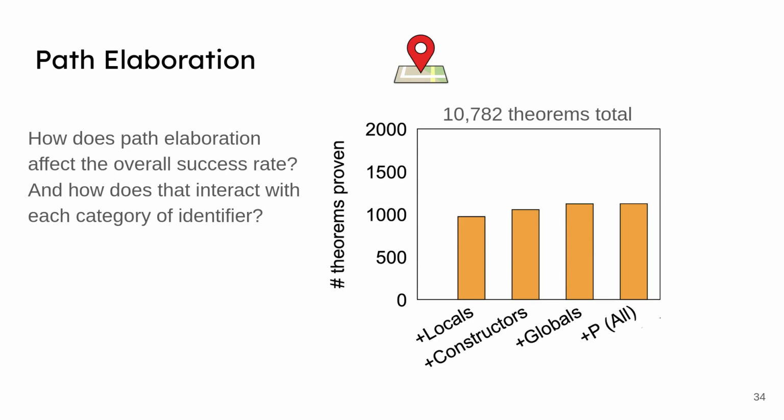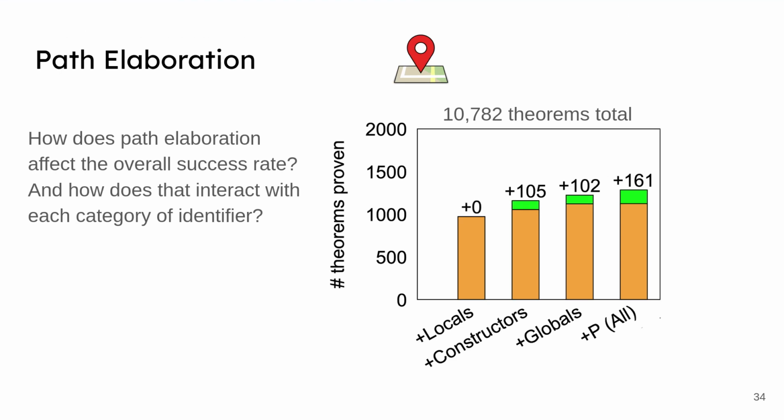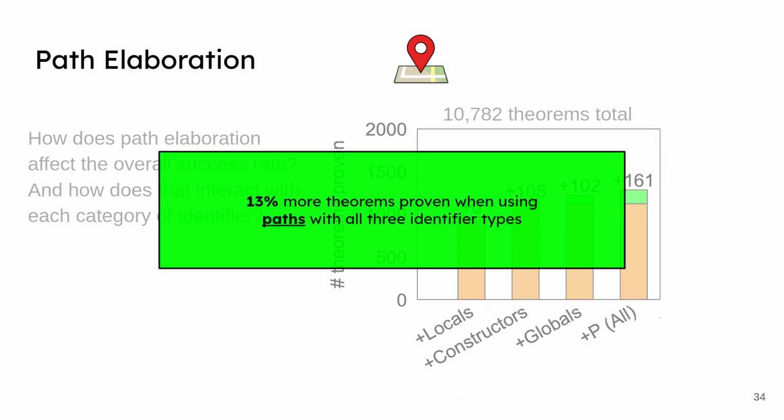Finally, there's path elaboration. So we can see that path elaboration gives us 161 proofs overall, but we see sort of an opposite effect than from subword sequence modeling when we look at individual categories, because constructors and globals each get about 100 proofs when added alone. And finally, locals have no path, so there are no proofs to be added there. So by adding path elaboration, we get 13% more theorems proven.